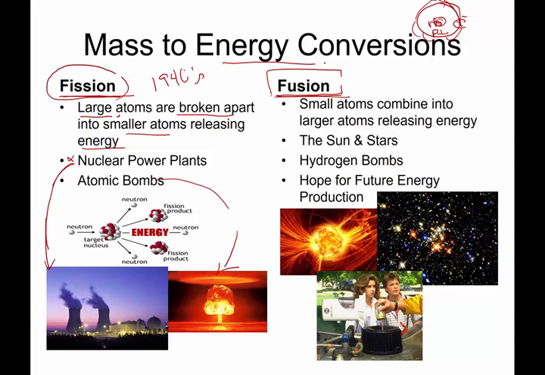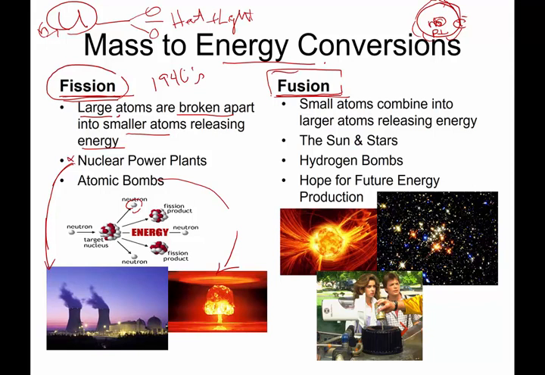A typical fission reaction will involve something like a uranium atom that gets struck by a neutron, and that little neutron hits the uranium, breaks it into some smaller pieces, and releases energy in the forms of heat and light. Lots of heat and lots of light.